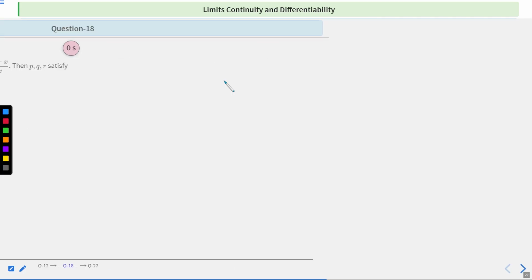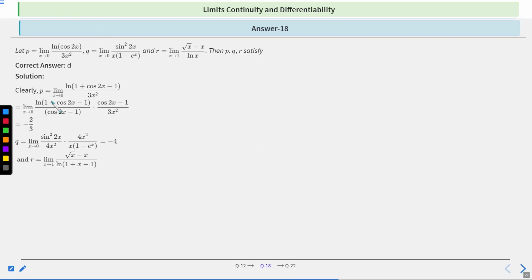Okay, let's move to the solution part. Clearly, p can be written as limit x tending to 0 ln of cos 2x, which can be written as ln of 1 plus cos 2x minus 1, upon 3x square. That is limit x tending to 0 of ln(1 plus cos 2x minus 1) upon (cos 2x minus 1) into (cos 2x minus 1) upon 3x square. Now ln(1 plus cos 2x minus 1) upon (cos 2x minus 1) is basically 1. Clear? And after putting x tending to 0, it is basically minus 2 by 3. So p is basically minus 2 by 3.